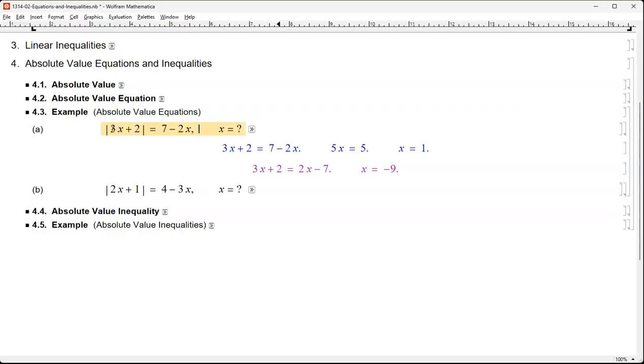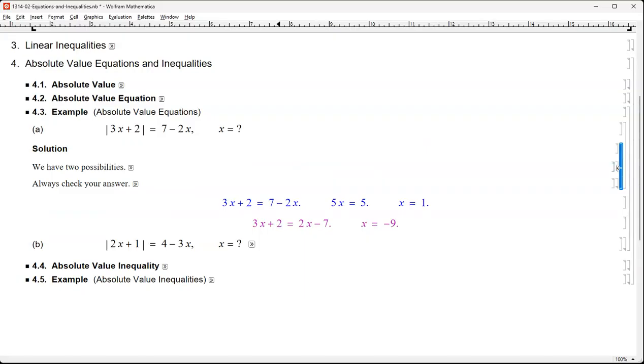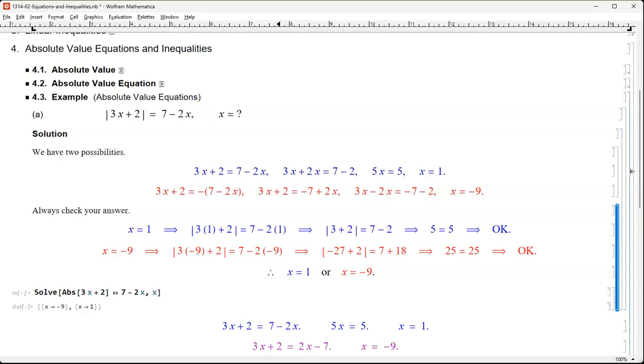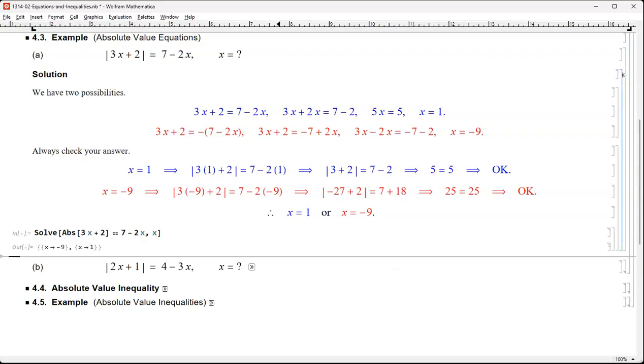Negative 9 here, so negative 9, negative 27, positive 25. Now plug in here. Negative 18, positive 18, plus 7, 25. Okay, that works too. So both are solutions. And then always check your answer. Both are okay. I use color coding blue and red instead of blue and purple. Otherwise the same.